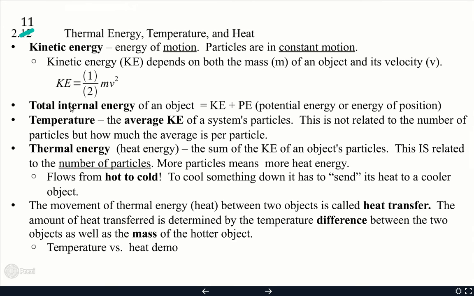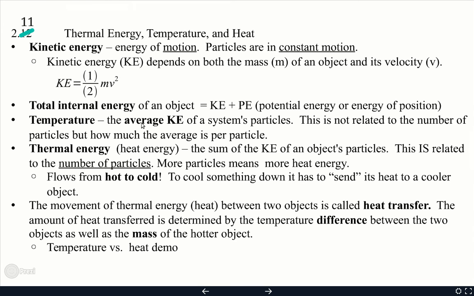The total energy of a system is your kinetic energy, your movement energy, and your potential energy, or the energy of your position. So the temperature, now this is the part that's important, is the average kinetic energy. Temperature is an average of the kinetic energy of the particles. So it's not related to the number of particles, but how much the average is per particle. Okay, per particle.